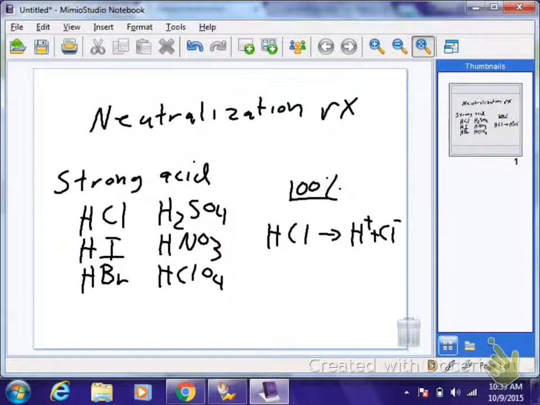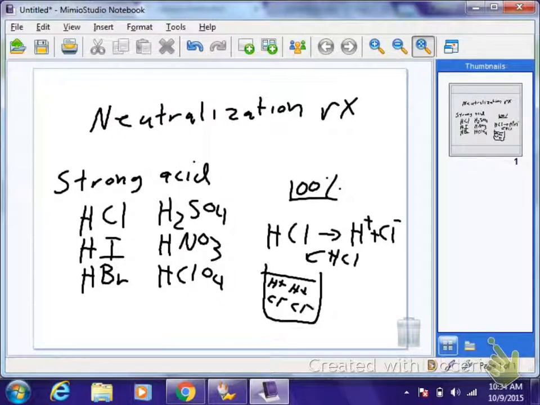100%. Every bit of it breaks apart. If it's a strong electrolyte, every bit of it breaks apart. So we have a beaker. We're putting that in the beaker, and we have HCl. Then every bit of that breaks apart into these ions. And that's all we have is ions. We don't have anything left over of the original combination of HCl.